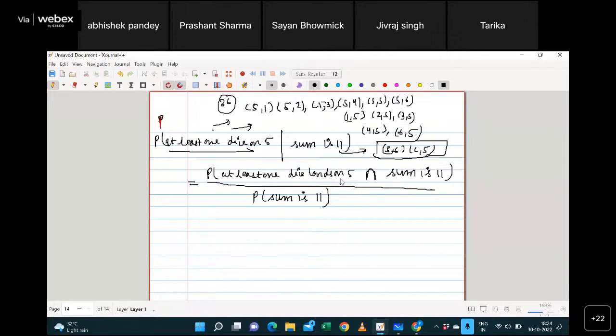So what is the intersection when a die lands on 5 and the sum is 11? 5 6 and 6 5. These two, that means 2 by 36. Simply, I can write the probability of 5 6, 6 5 divided by the probability when you get the sum as 11, which is 5 6 and 6 5.